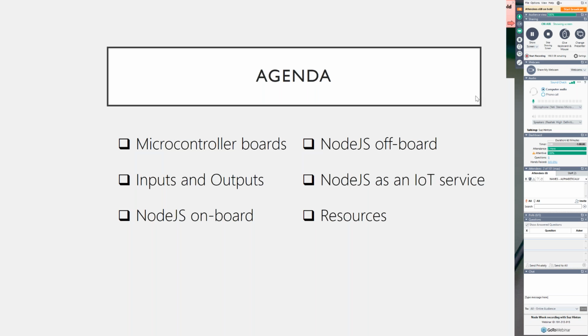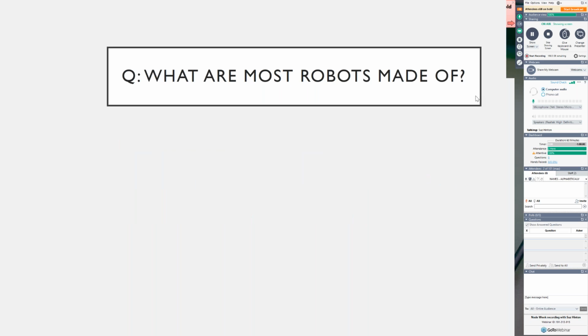Then I'll have a slide just covering some resources about all of the libraries and microcontrollers that I covered in the talk today. So first of all, when you think about robots, what do you think of when it comes to what they're made up of?